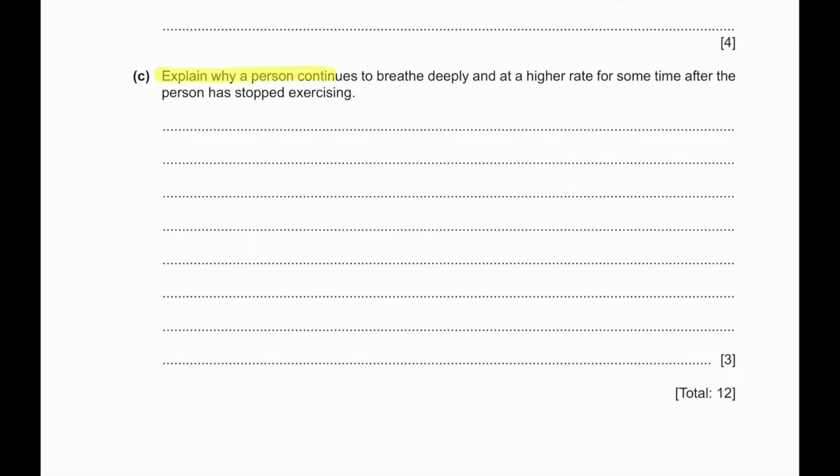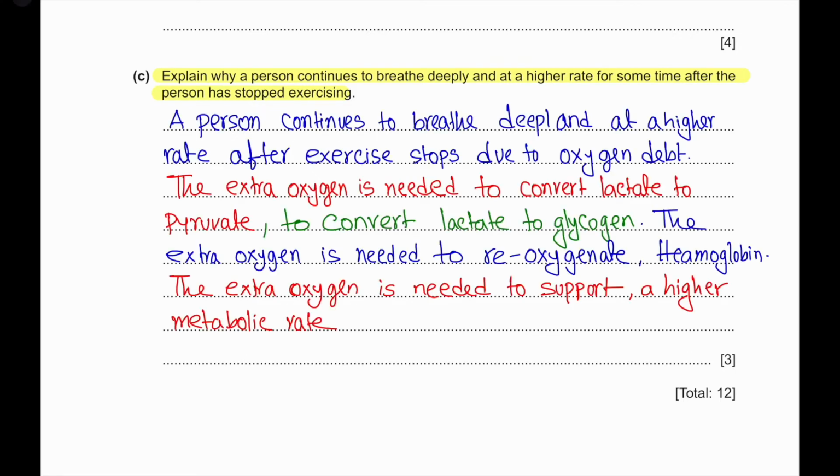Part C. Explain why a person continues to breathe deeply and at a higher rate for some time after the person has stopped exercising. Well, a person continues to breathe deeply and at a higher rate after exercise stops due to oxygen debt. The extra oxygen is needed to convert lactate to pyruvate and to convert lactate to glycogen. The extra oxygen is also needed to reoxygenate hemoglobin. The extra oxygen is needed to support a higher metabolic rate, which is often the case after a very intense exercise. The metabolic rate stays very high.